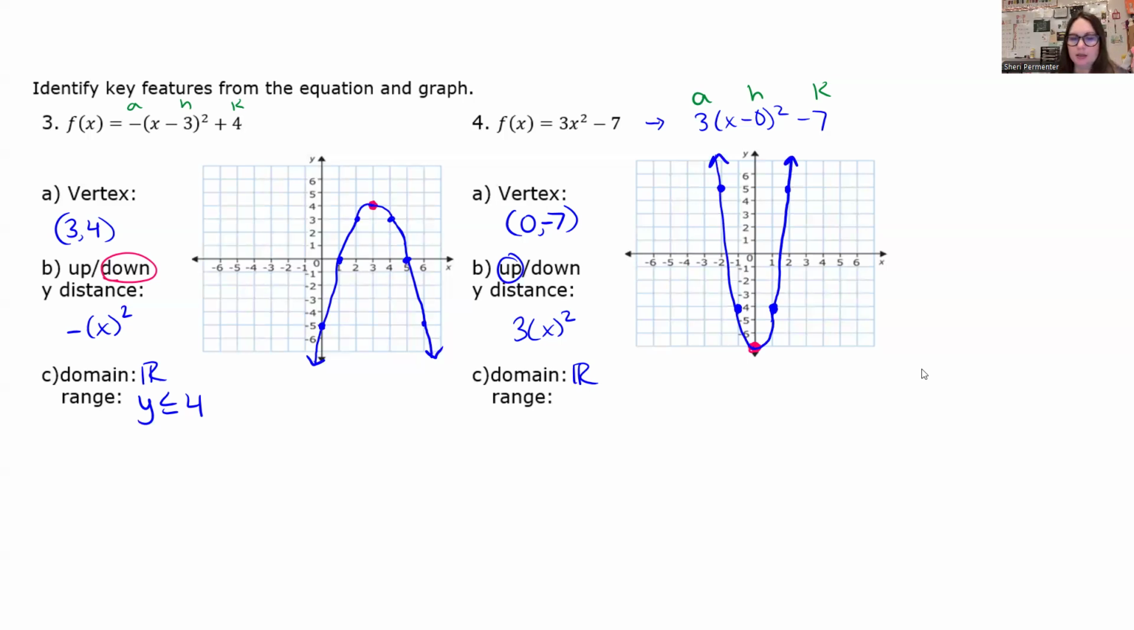Is it going to be a greater than or a less than? Greater than, because my graph is above the vertex. And what's the number that goes there? -7.